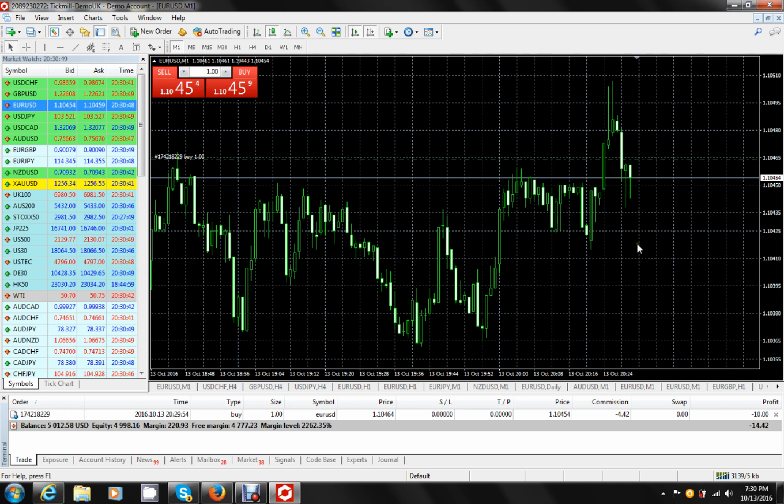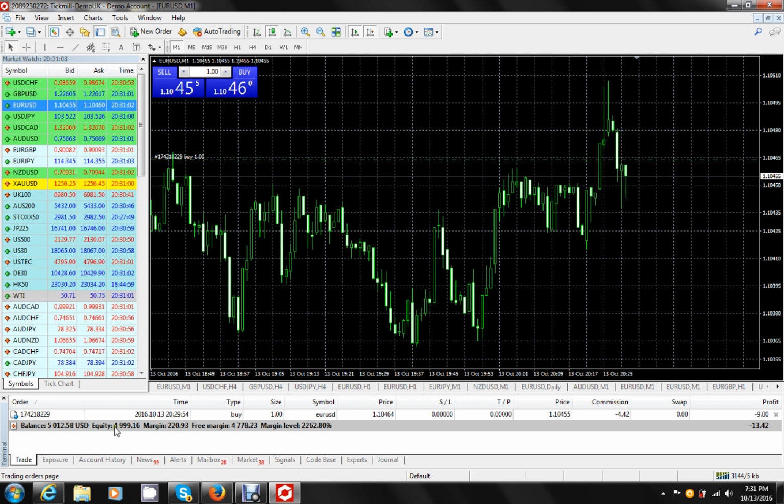Right now you can see it's on negative 14, and here's my balance. It's on 5,012.58, but my equity is on 4,999. That means if I close my trade now, my account is going to be on 4,999. But now it's going up. So the equity shows how much your account can be at if you close the trade.